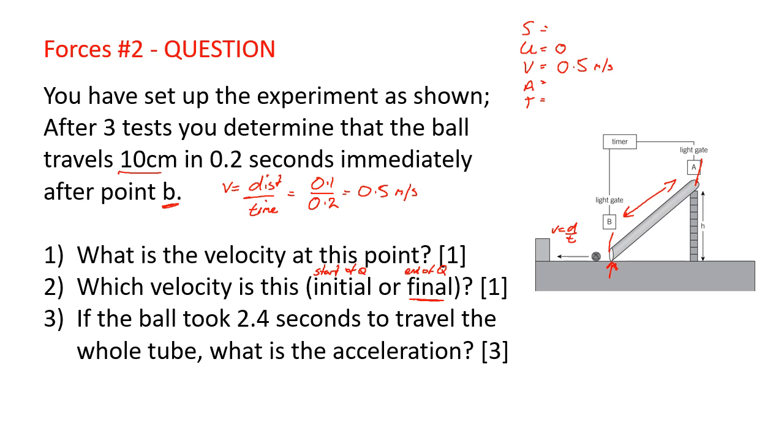Are we given a distance that the tube is? No. So if we haven't been given a distance, we're going to put a cross there. We don't know that. It hasn't asked us. And what is actually, here we go, 2.4 seconds. So we put 2.4 in. And what it's asking us is, what is the acceleration? So let's put a question mark.